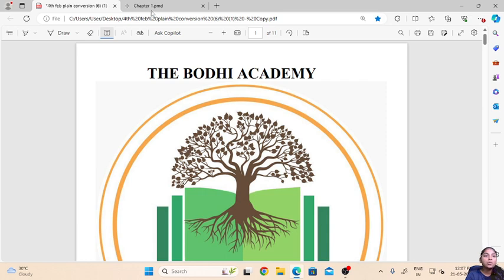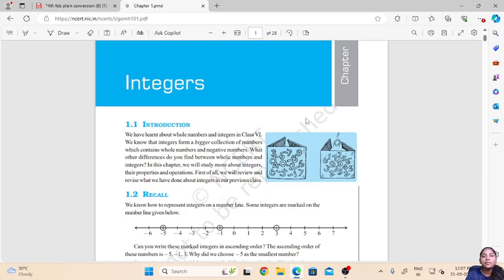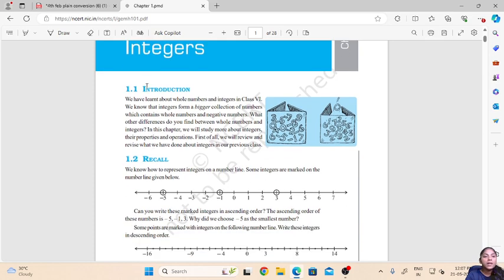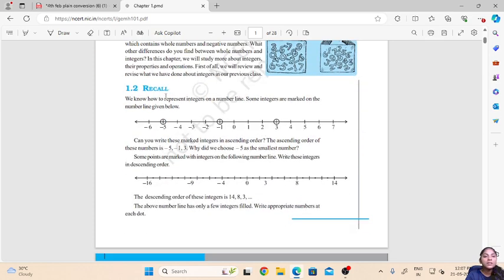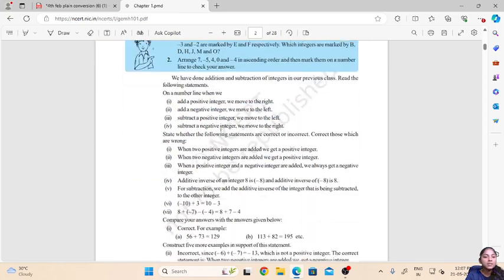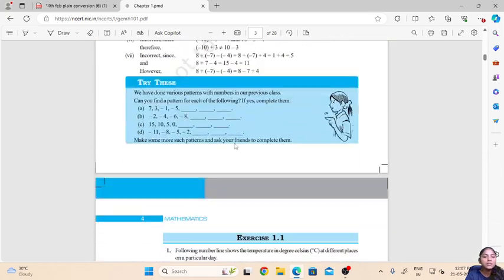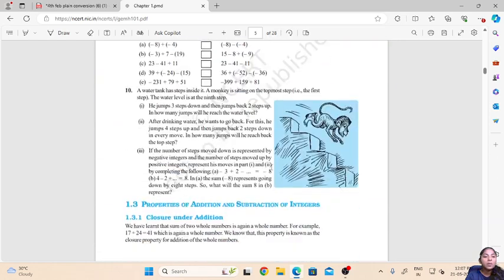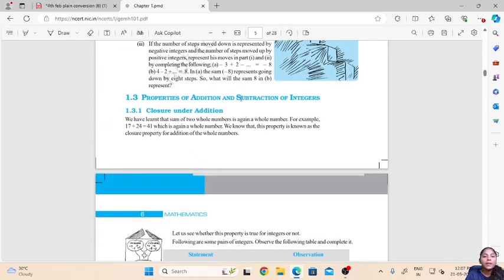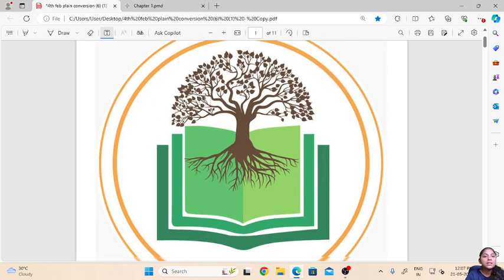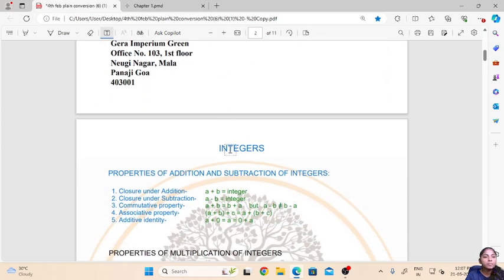In today's video, we will continue the class 7 math chapter, that is integers. So, in the last two videos, we have seen or recalled what are integers. We have performed some basic exercises of these integers, and then we learnt about the properties of addition and subtraction of integers.